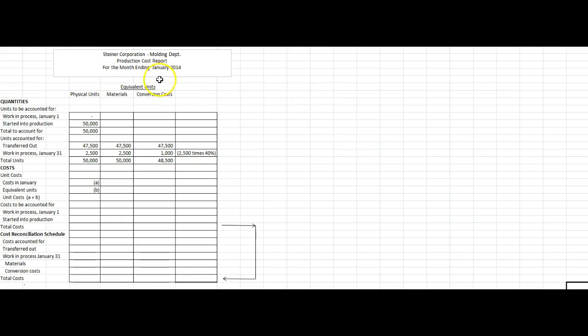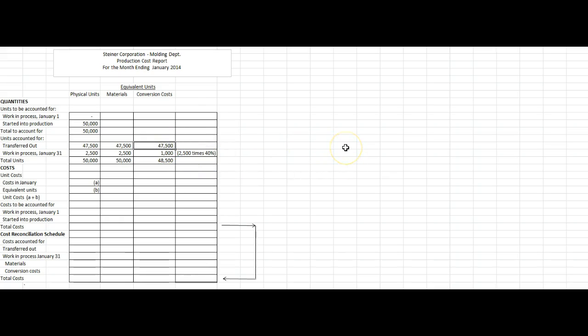Next, we're going to account for our equivalent units. The units that were transferred out, 47,500, were 100% complete. Otherwise, we could not have transferred them out. So as far as materials go, they are 100% complete. That's 47,500. Those 2,500 that are left, they're 100% complete as far as materials go, because remember, materials are added at the beginning. Once we add the materials, there ain't no more materials to add. So as far as direct materials go, we did 50,000 equivalent units worth of work.